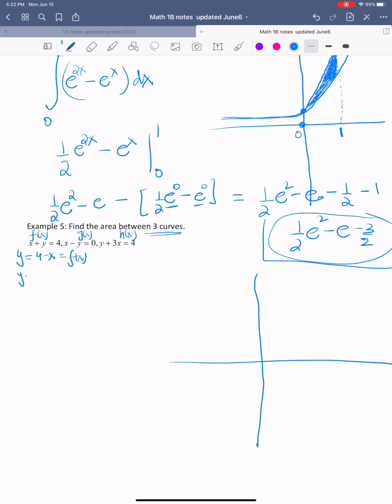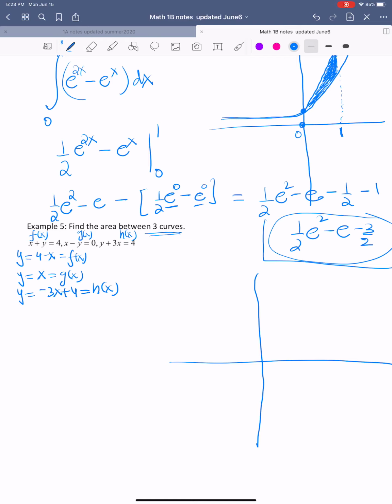And g of x, if I isolate the y, it is just y equal to x. And h of x, if I isolate the y, I can say negative 3x plus 4 is equal to h of x. Okay, so these are all three of my functions written in the form of f of x as a function of x. They were in the equation form. I wrote them in the function form.